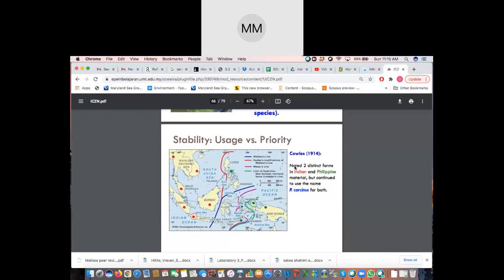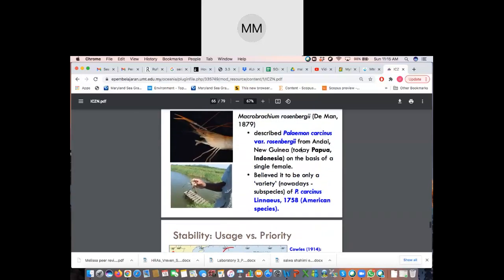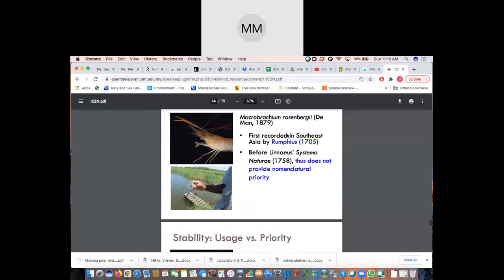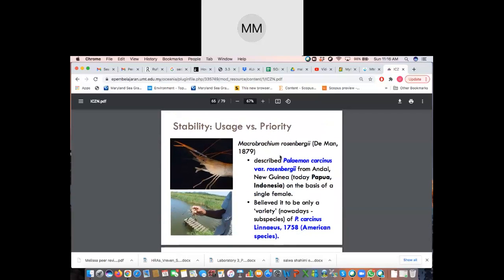Cowles, I hope I pronounced his name correctly, in 1914, he noted that there were two distinct forms in the Indian and the Philippine material, but continued to use carcinus for both. Okay, so here, again, from Macrobrachium rosenbergii we have come to this stage of Palaemon carcinus, a variation of rosenbergii.